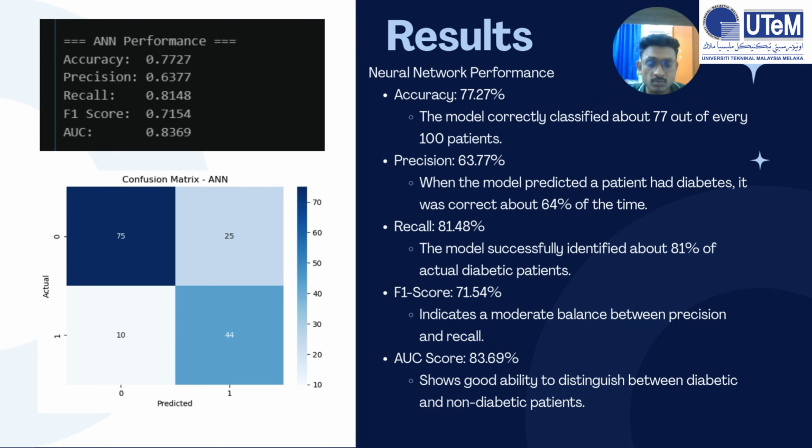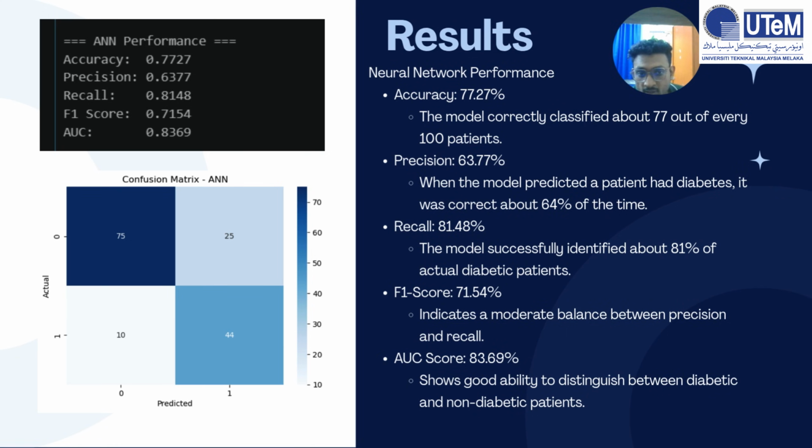This is our model's results. It has an accuracy of 77%, so it could accurately predict around 77 of 100 patients, and it also has a precision of 63%, so it can accurately predict patients that had diabetes for around 63% of the time.